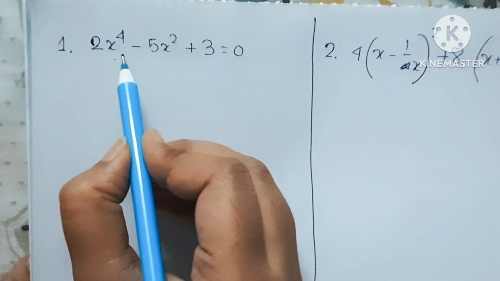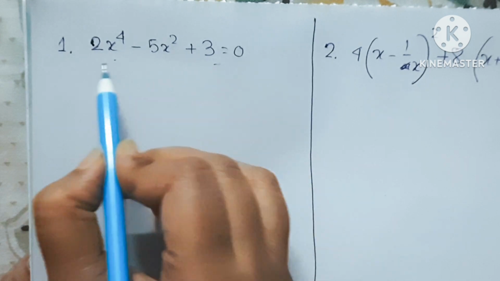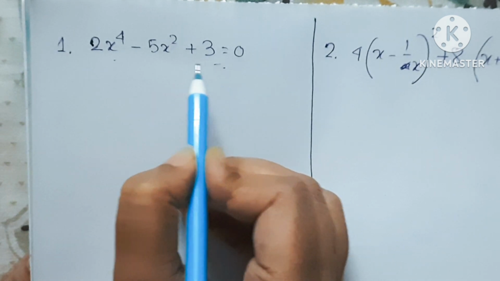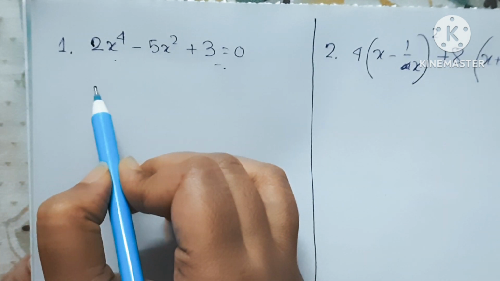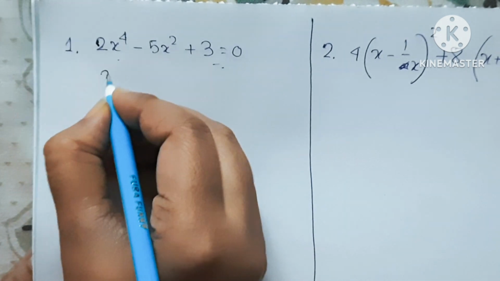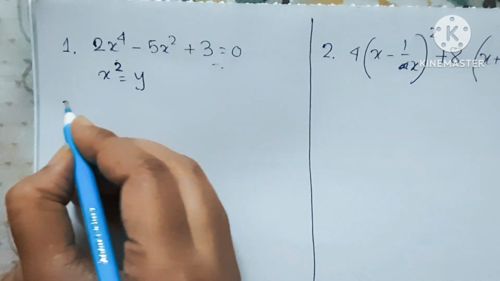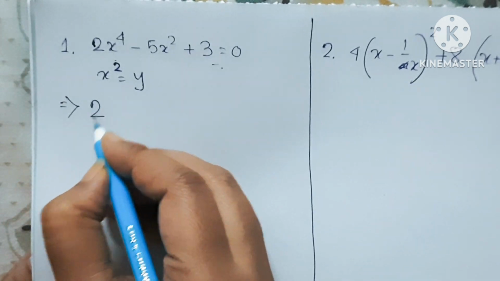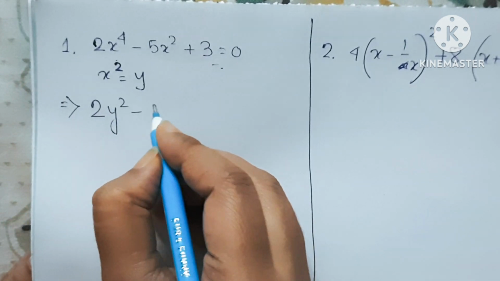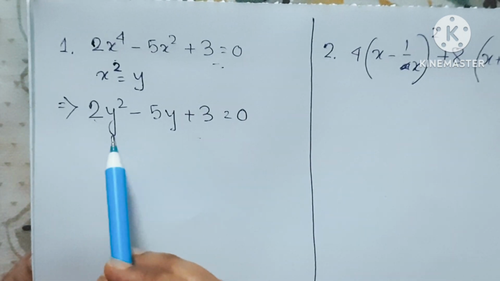Okay. So, here the highest power of x is 4, right. So, that is not a quadratic equation. We are trying to reduce it to a quadratic equation. First, take x square equal to y. Okay. So, what will happen? It will become 2y square minus 5y plus 3 equal to 0. Now, see, this is a quadratic equation.